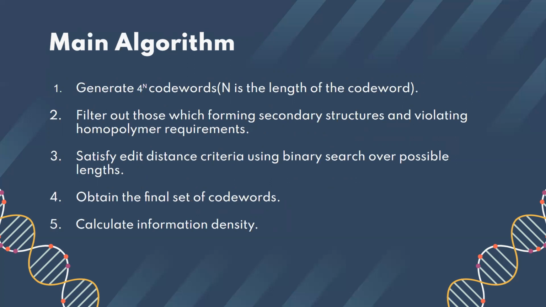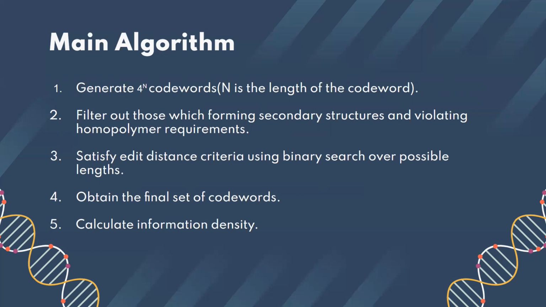Then filter those code words according to the secondary structures and homopolymers requirements, and we'll just rule out the ones which are violating those requirements. Now we will satisfy the edit distance criteria, and while doing so, we will choose some of the code words from the whole set, and we will try to maximize the chosen code words to obtain a final set of code words which will satisfy all the properties.